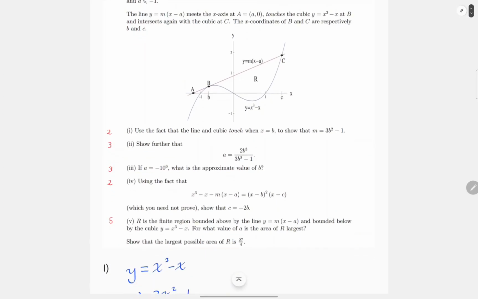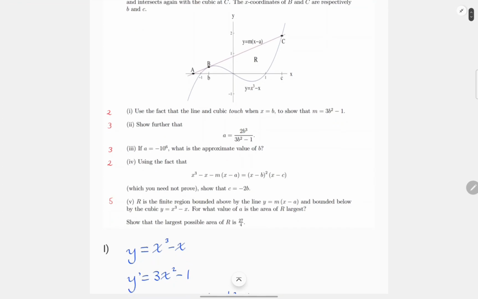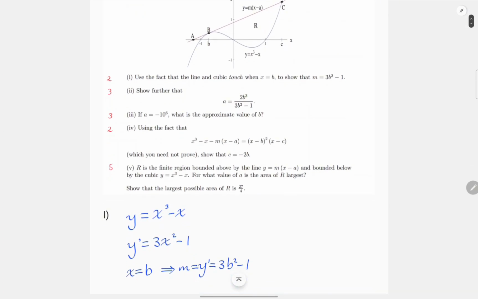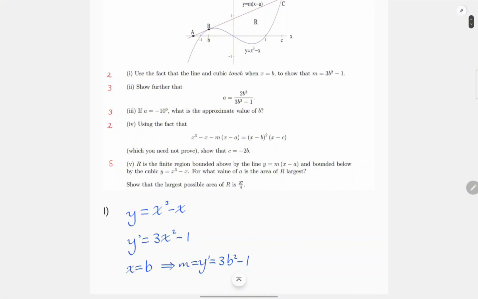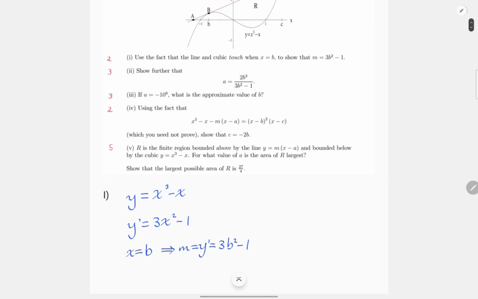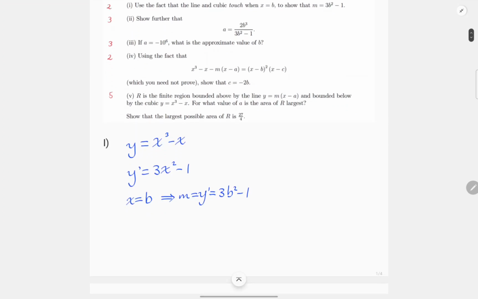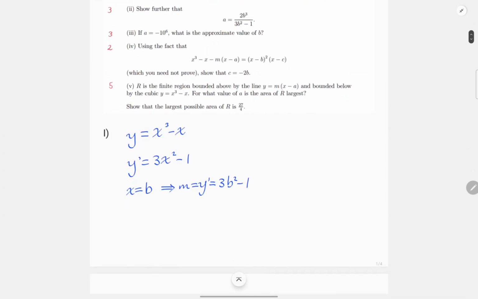Part 1. Firstly, we have y equals x cubed minus x, and therefore the derivative y prime equals 3x squared minus 1. If x equals b, then the gradients agree, and m equals y prime equals 3b squared minus 1. That's because the line is tangent to the curve at the point, and therefore their gradients must be equal.